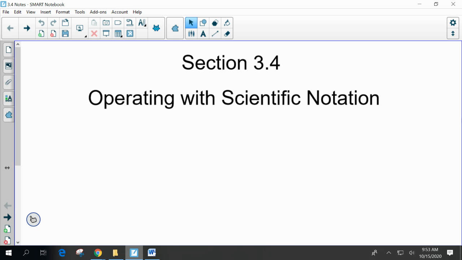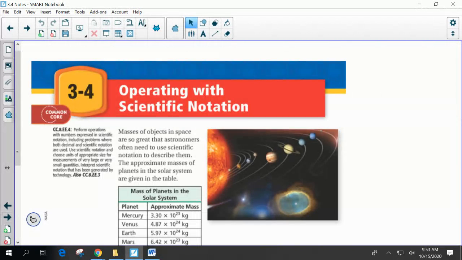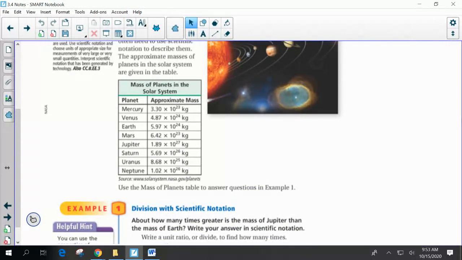All right, so this is section 3.4, operating with scientific notation. So we're going to add, subtract, multiply, and divide in scientific notation today. Okay, so this first problem is a chart that's really tiny on your notes outline, but you can look up here and I'll also give you the information.